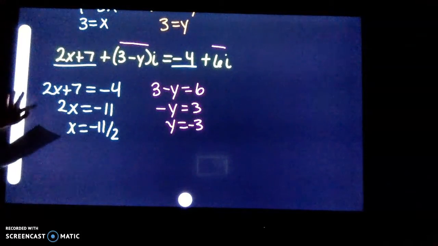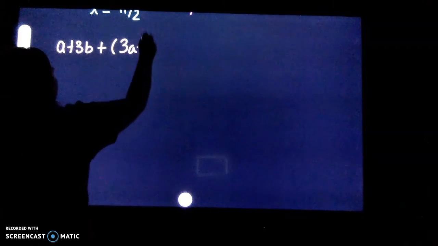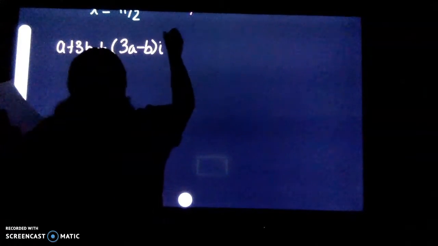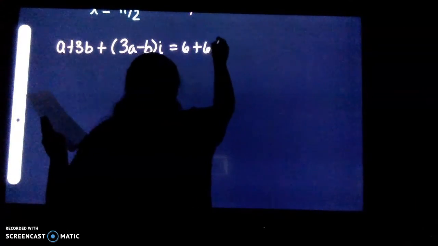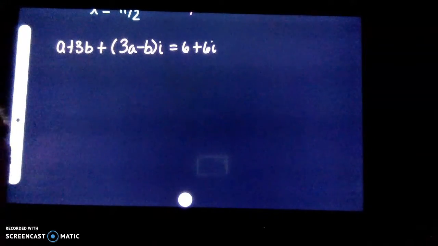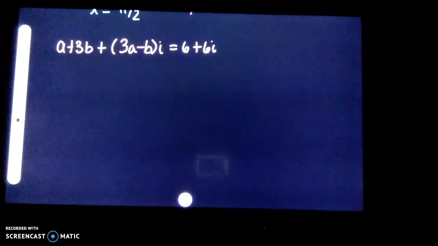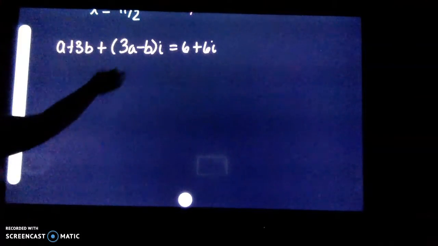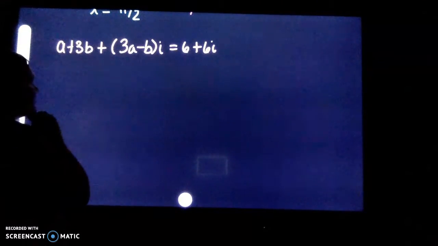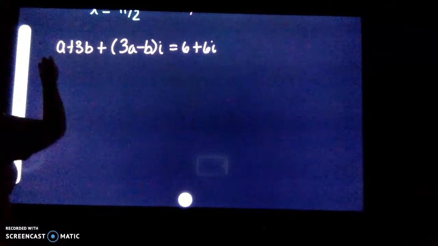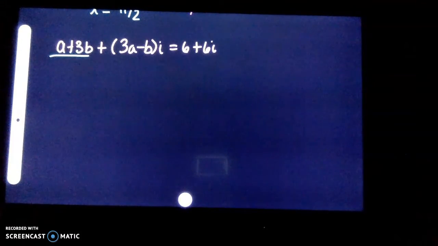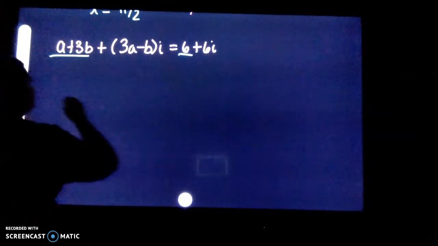My next example is somewhat similar to this one that I just did. Here I have a plus 3b plus (3a minus b)i equals 6 plus 6i. Just like before, I only have a real and an imaginary part. So 3a minus b is my imaginary, which means that the a plus 3b at the front all has to be my real part, which means I'm going to take it and set it equal to the real part from my right side.